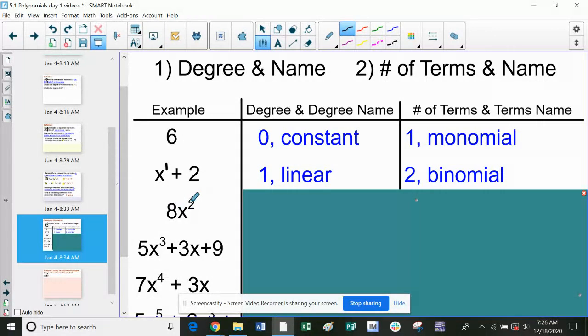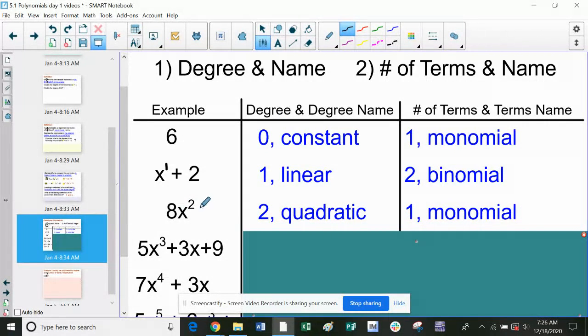Take a look here, 8x squared. Now, our first thing we look at is the exponent. So the exponent is a 2. So that's going to be the degree. So it's a second degree. And as we learned in chapter 4, that's called a quadratic.